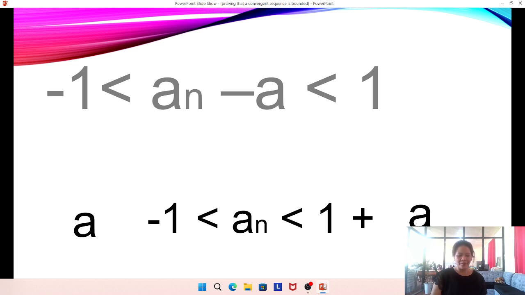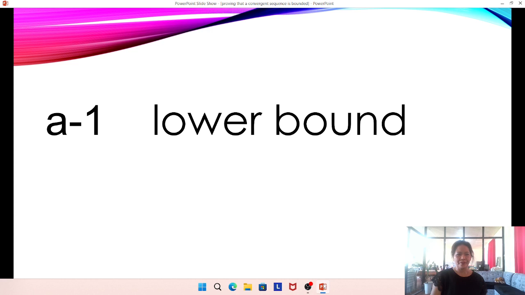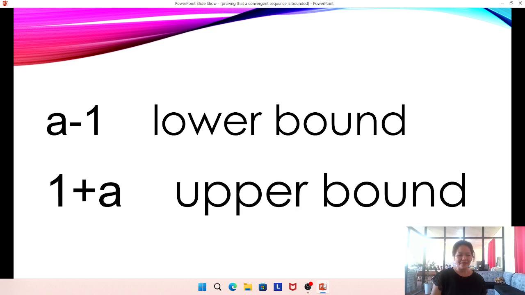For all terms of this sequence after the big N terms, we are guaranteed that the terms are bounded between A minus 1 and A plus 1. There is only a finite number of terms left of the sequence to account for. So we should be able to adjust our argument to make sure that it works for all terms of the sequence. So our lower bound is A minus 1 and the upper bound is 1 plus A.